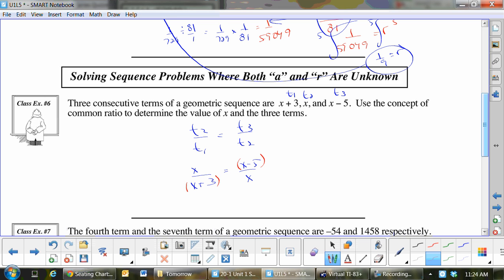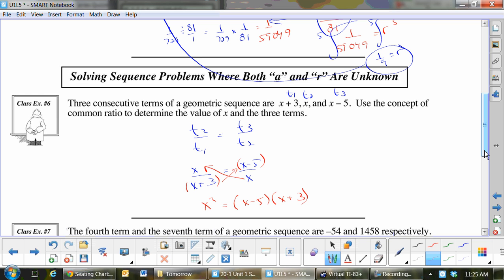Now what I'm going to do is cross multiply. So this is going to come up here, and this is going to come up here. So x times x is x squared equals x minus 5 times x plus 3.